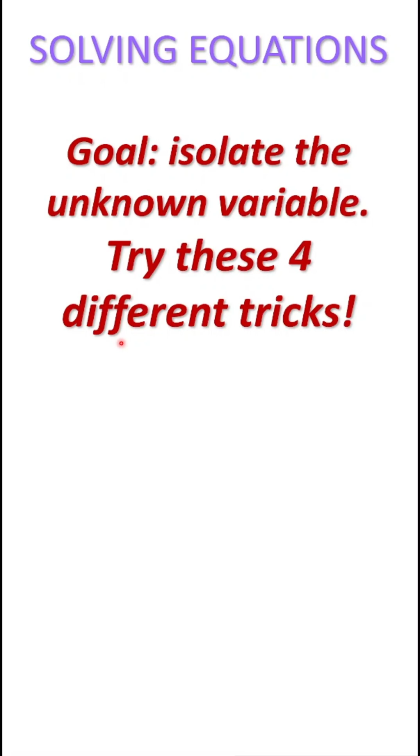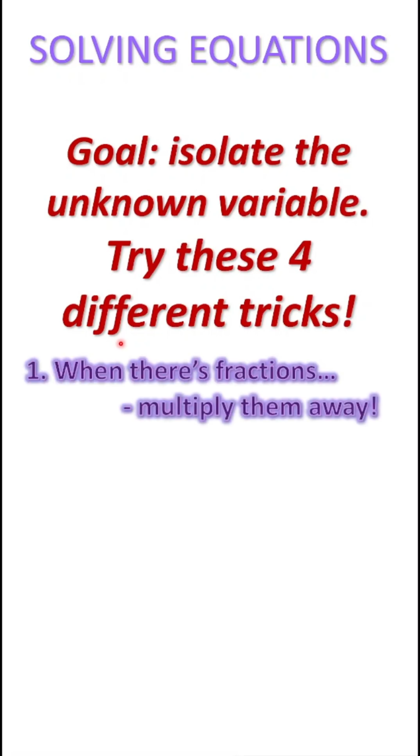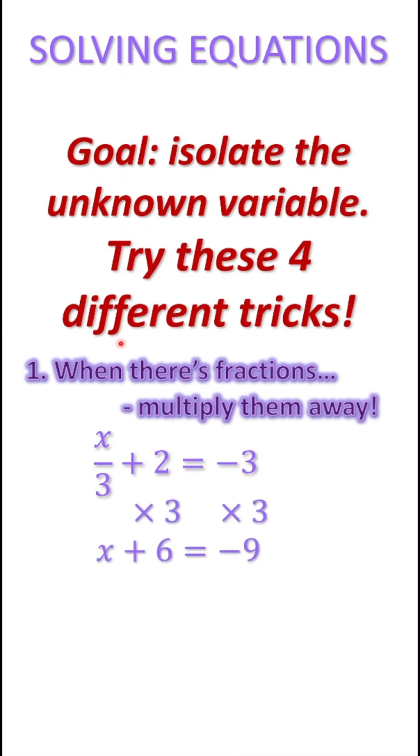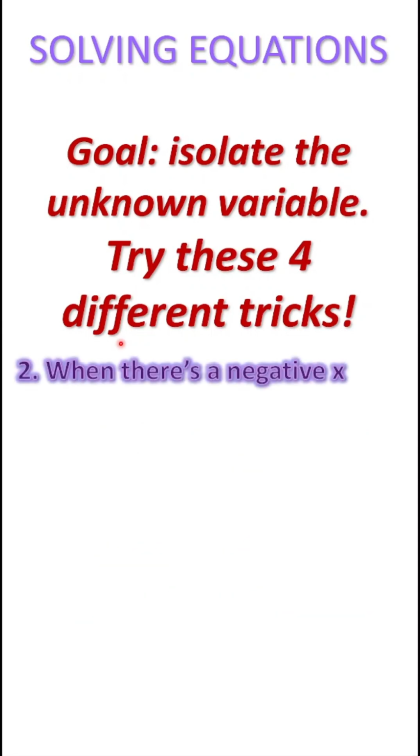Here's my guide to 4 common situations you can spot in order to solve as quickly and easily as possible. First is that whenever you see a fraction in an equation, it's always going to make your life easier if you multiply every other term in your equation by the denominator to get rid of it as soon as possible. In this case, that's going to be a 3, and then we solve as normal to get that 6 over to get minus 15.